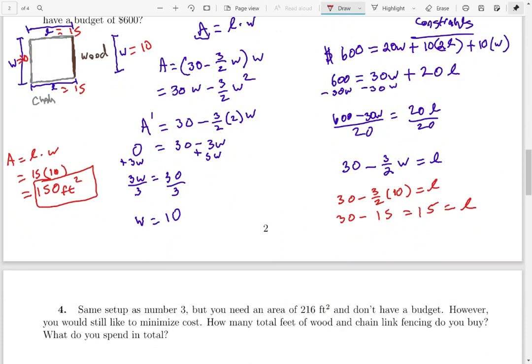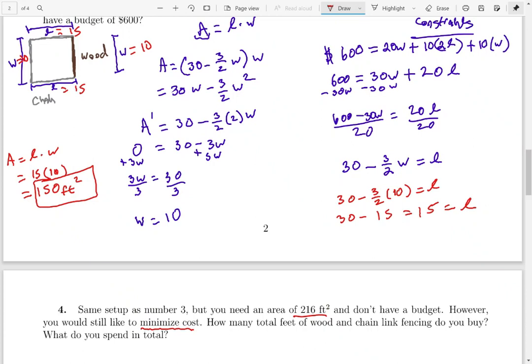Alright, so for number 4 here, recognize that this is a similar setup to number 3. But the difference is that they're changing the information we're given. And so they're going to say we need an area of 216 feet, and we don't have a budget. However, this time we want to minimize the cost. And so at this point, recognize that I can look at that picture again.